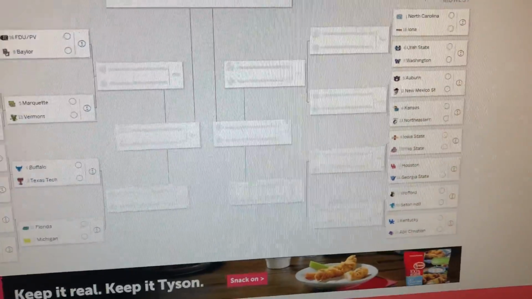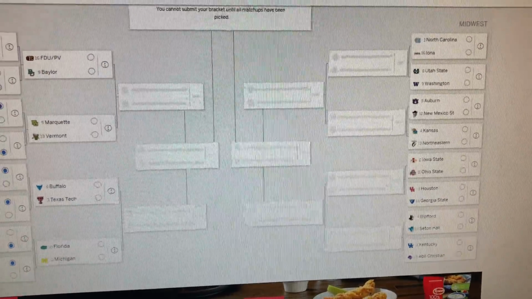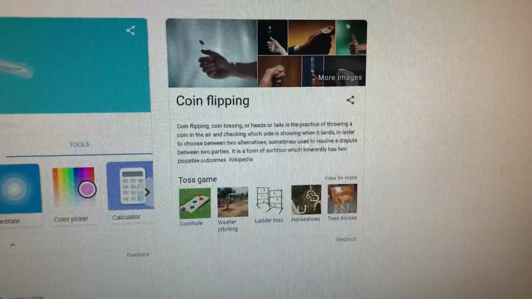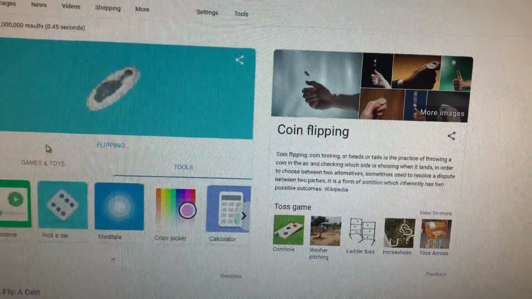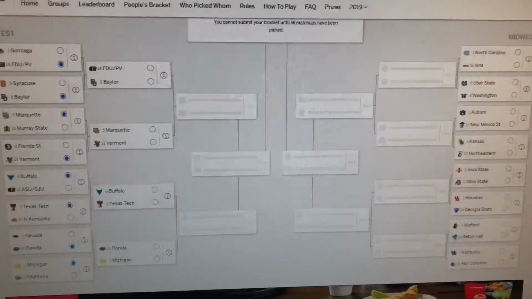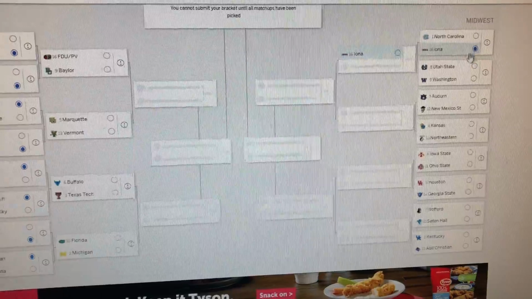Then we'll go over here to the Midwest, just kind of go around the bracket, so to say. First up, we have North Carolina and Iona. Will we have a 16 seed? We will. 3 out of 3 16 seeds are moving on.